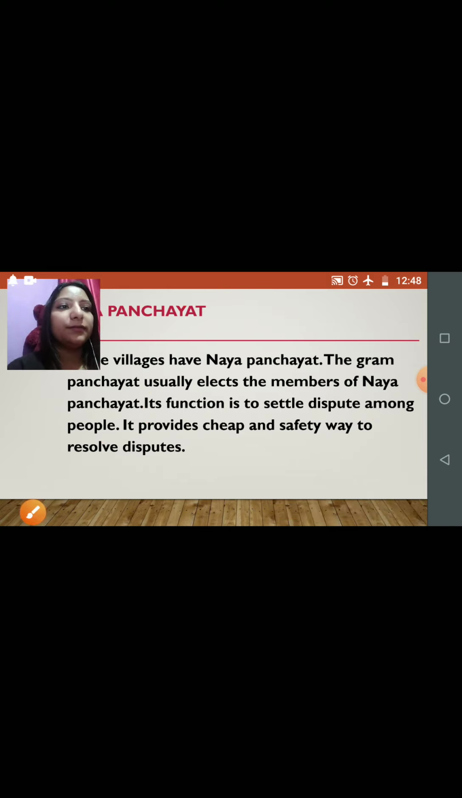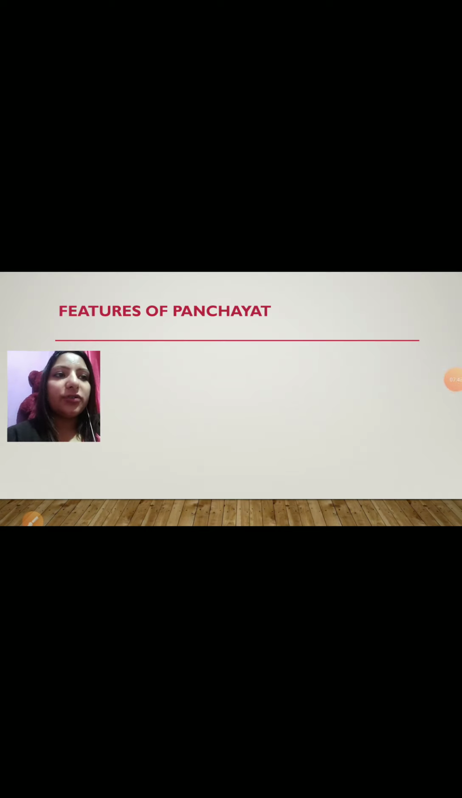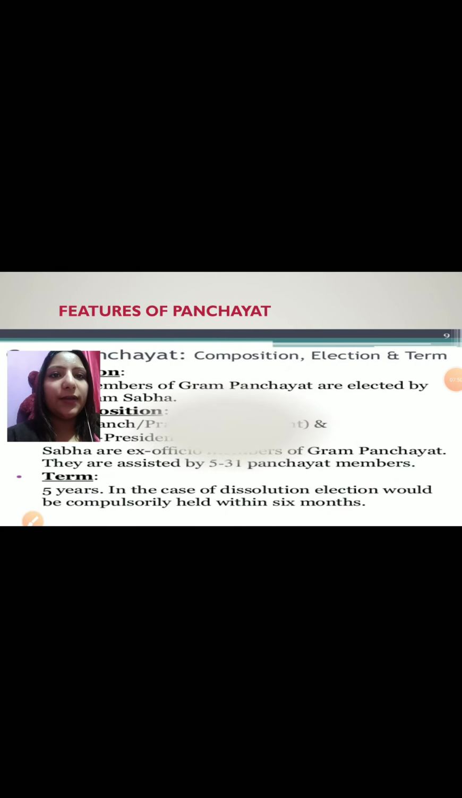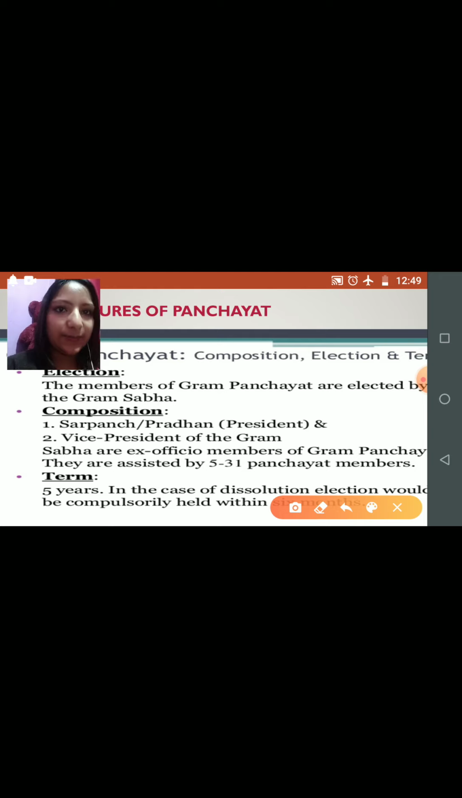So this is all about the panchayati system. In the panchayati system, what did we learn? Gram sabha, gram panchayat and Nay Panchayat. Now we will see the features of the panchayat. You can see composition, election, term, everything has been written here.